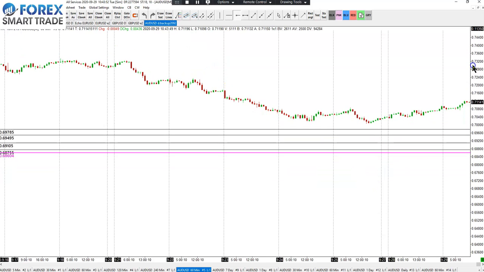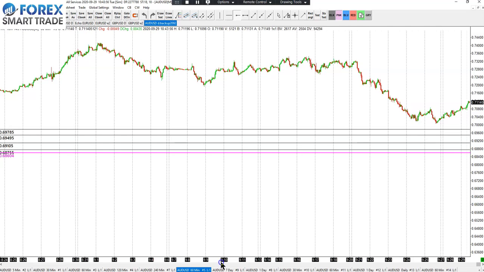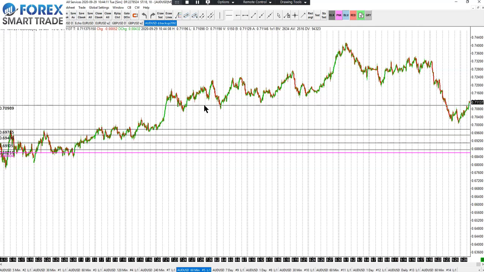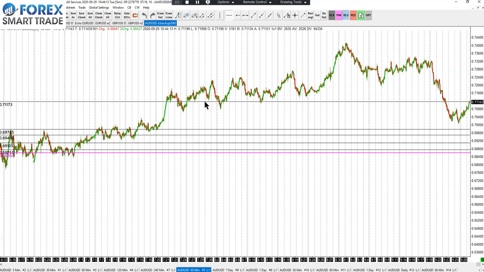I want to know where my support and resistance are. So you see it's been a long time since I've traded this. On pairs that I trade all the time, I've got my support and resistance already all filled out. But here, I don't trade it that frequently. So I want to know where the support and resistance are. So let us take a look.